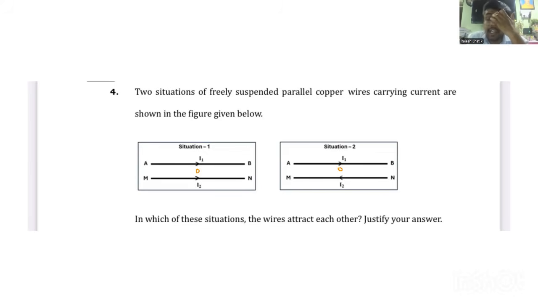So in situation 1, you can remember very simply. If both currents are going in the same direction, they will attract. If the current is going in opposite direction, they will repel, or they will not attract each other. This, you remember. If I was in front of you, I would have made you do that, but I hope you understood.